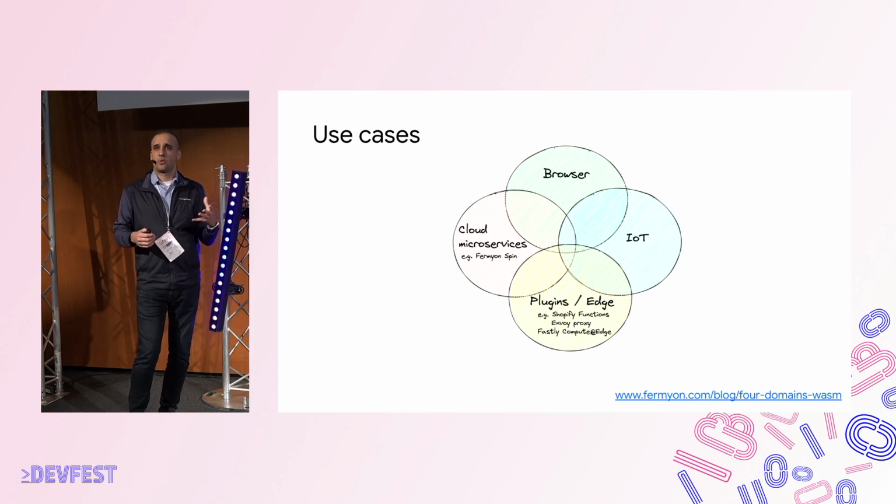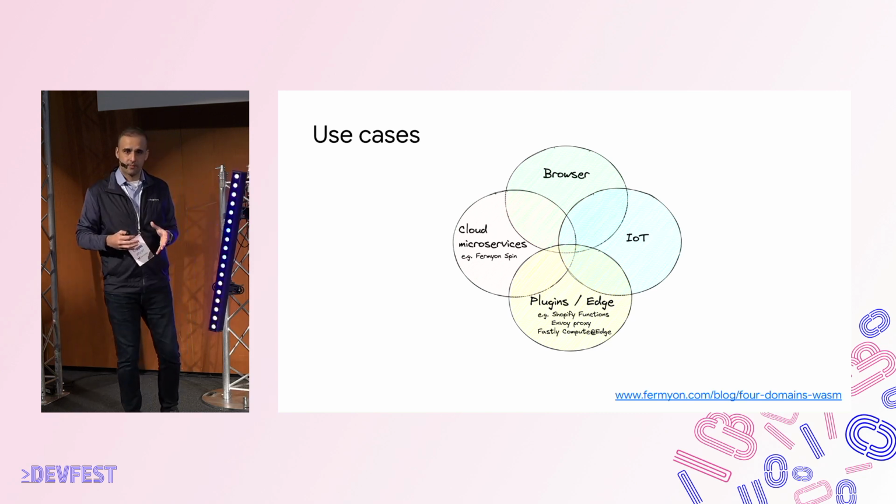The first one is the browser domain. That's been around for a while. So you have some native code. You want to run it within the browser. You can just use WebAssembly for that. And that's an established use case for WebAssembly.